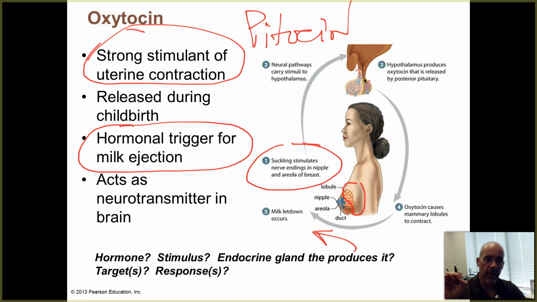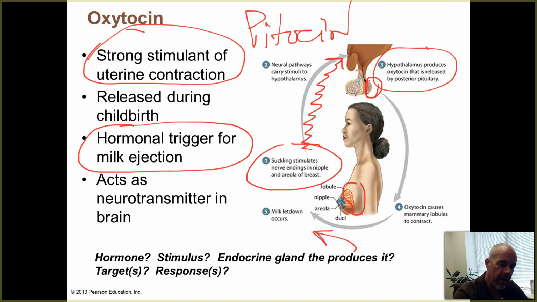There are sensory nervous tissues around the nipples of a female that pick up on suckling of an infant, and they generate action potentials. They send those upward towards the hypothalamus in the brain. These nerve impulses get carried up to the hypothalamus, and they get detected there. Then you have neurons up in the hypothalamus that have made oxytocin, and that oxytocin gets secreted out of the posterior pituitary. So it enters the bloodstream.